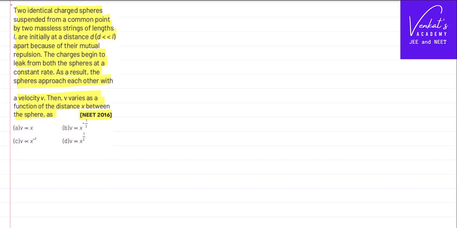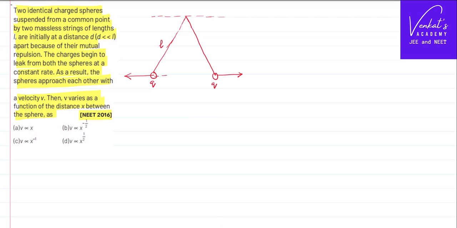So first let's try to understand what is given. There are two spheres. Assume this is the fixed support. To this fixed support, there are two spheres suspended by two strings of length L. Each of the spheres has a charge q. As the charges are similar, there is a repulsion between them. This is also q. So each one is moving outward because of the repulsive force between them.